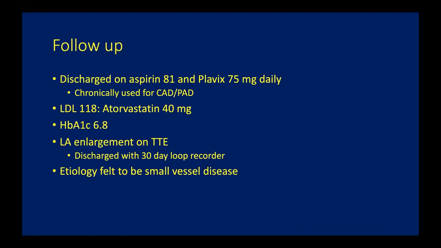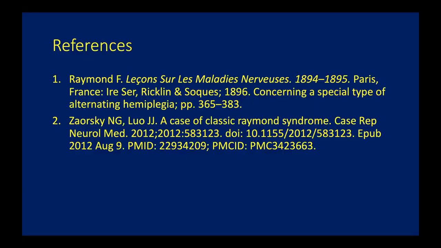For our patient, he was actually discharged on dual antiplatelet therapy because he was already supposed to be on that long-term for his chronic peripheral arterial disease, as well as his coronary artery disease. LDL was 118. He was continued on a statin. He was diabetic with an A1C of 6.8. He was sent out with a loop recorder, though the etiology was thought to be small vessel disease, which is most common in these regions, because he had some left atrial enlargement on his echocardiogram, and was sent to be followed up. There are my references.